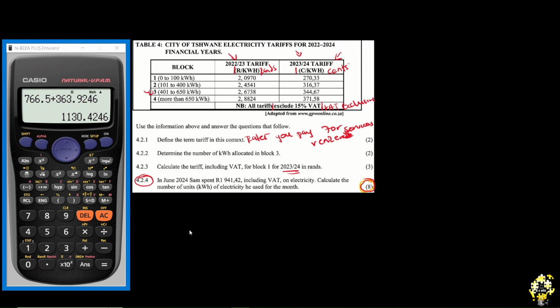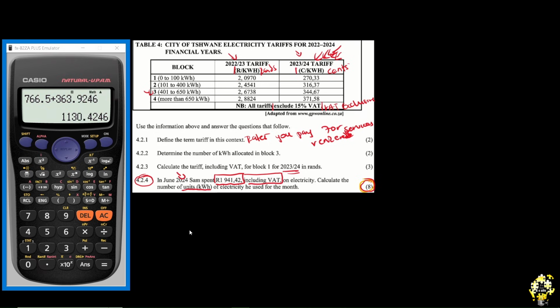In June 2024, important. Why? Because this is already telling us where our focus will be. It will be 2023 to 2024. Sam spent this amount purchasing electricity, and it was including VAT. Calculate the number of units of electricity he used for that month. If he paid so much, exactly how many units of electricity did he use?